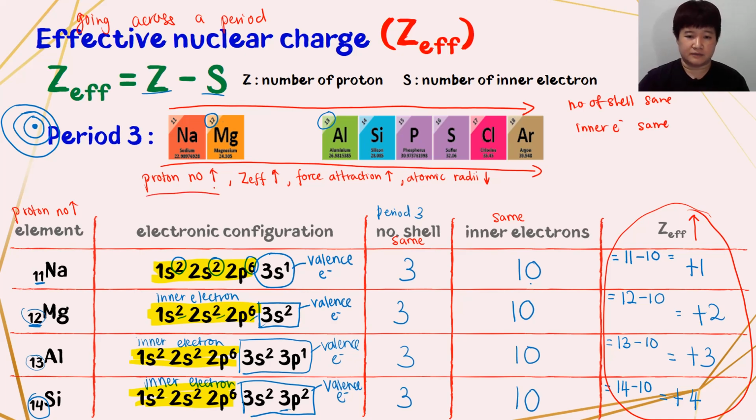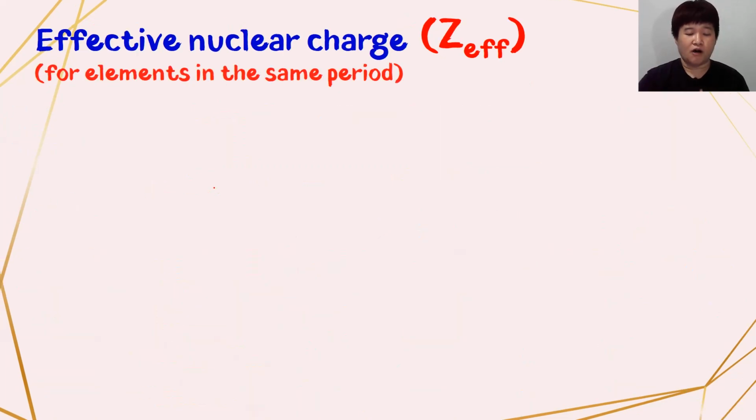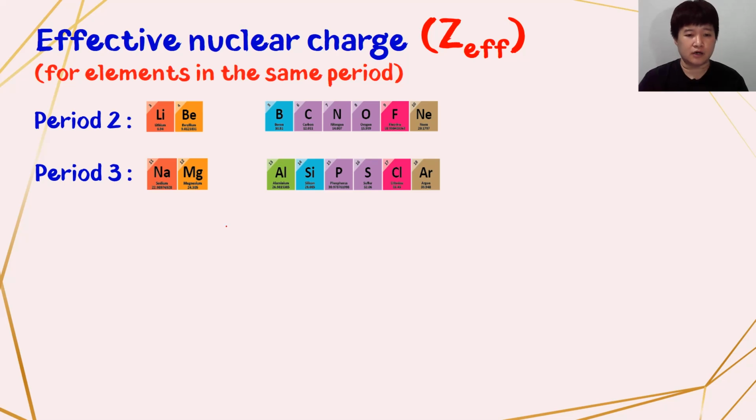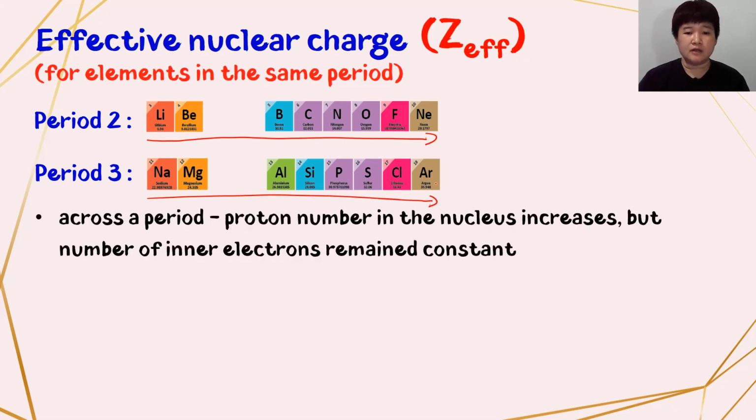So the conclusion of effective nuclear charge when going across a period: it doesn't matter whether it's period 2 or period 3. When you go across a period, the proton number in the nucleus will increase, but the number of inner electrons remains constant.